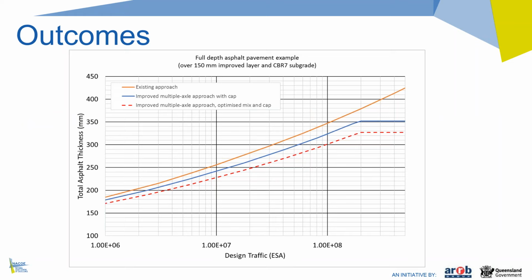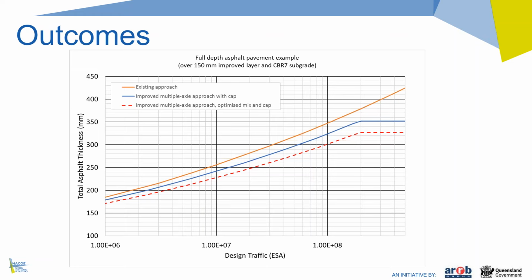Yesterday I showed a comparison of asphalt thicknesses for a particular case, which was a motorway, using the new or the proposed technical note. This chart shows a similar comparison using the same full depth asphalt pavement structure, but in this case for a wide range of traffic loadings. And this is a really nice summary of how all the changes in the technical note come together and what the outcomes should be.